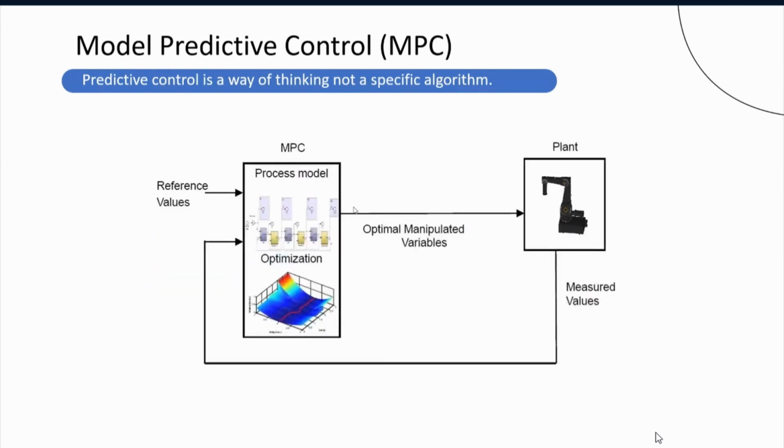And as you can see, we have here our MPC. It has the model inside and an optimization algorithm running. And this is our plant. So we have measured values and reference values here, and the optimum action is fed into the plant.